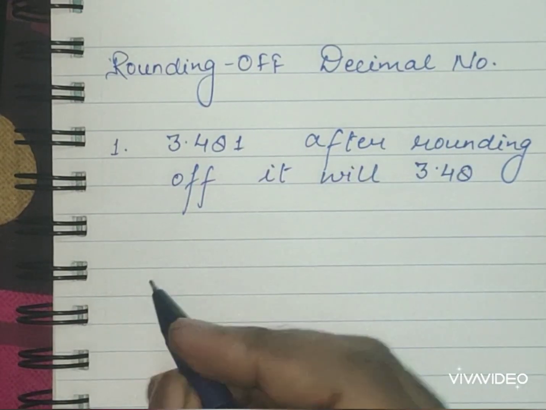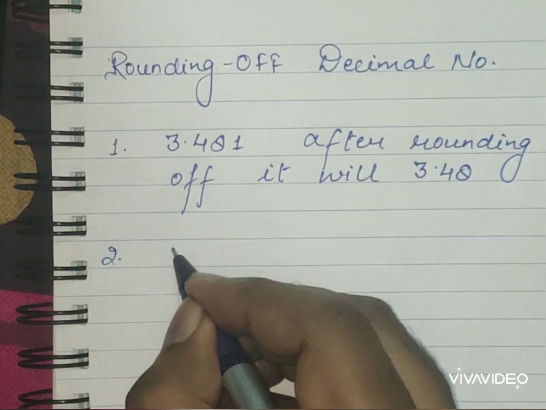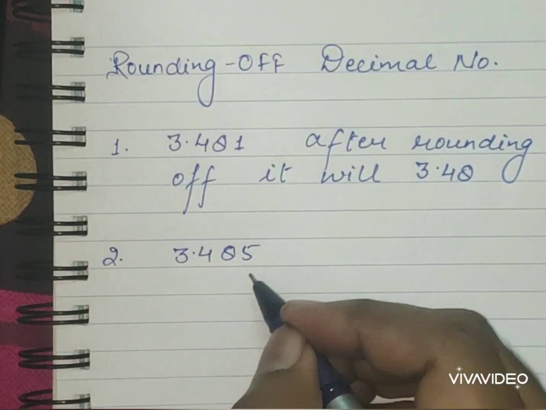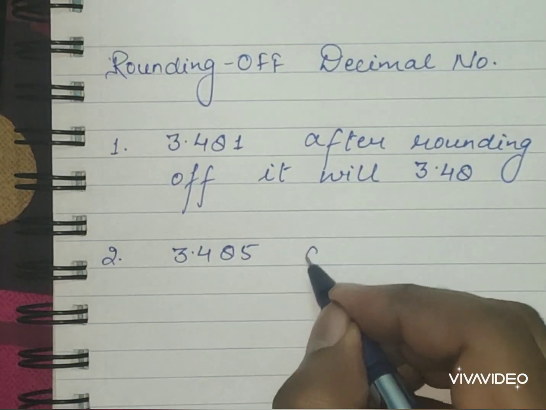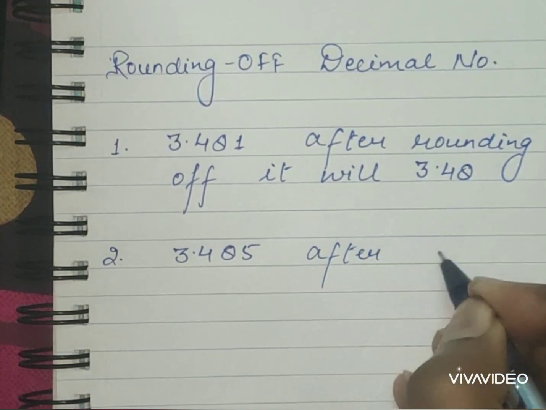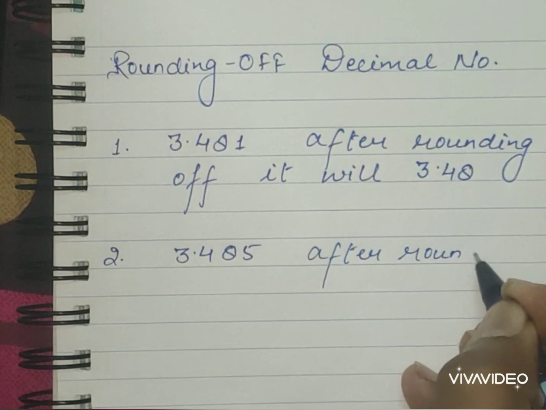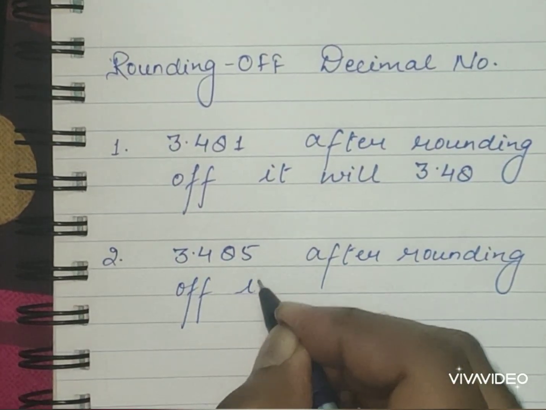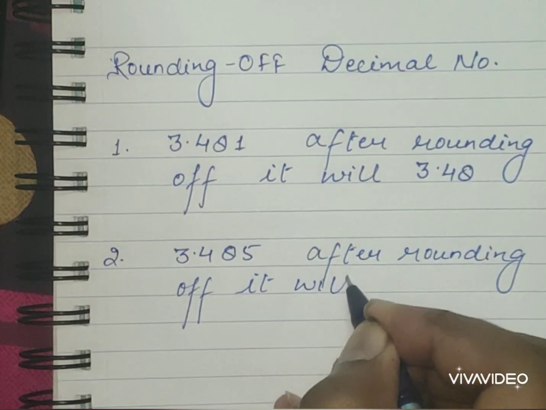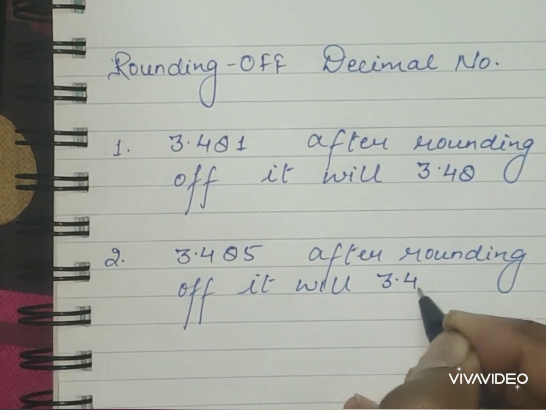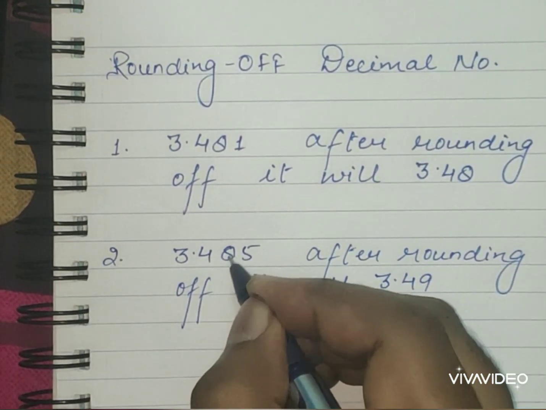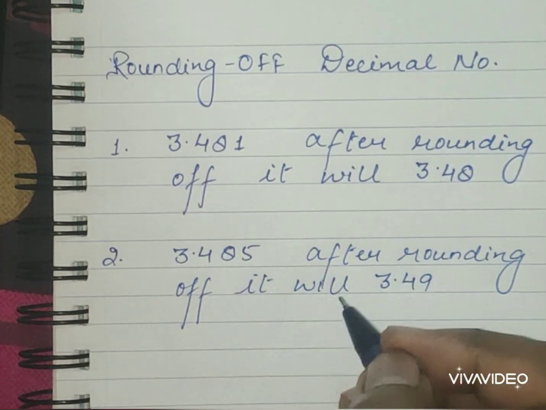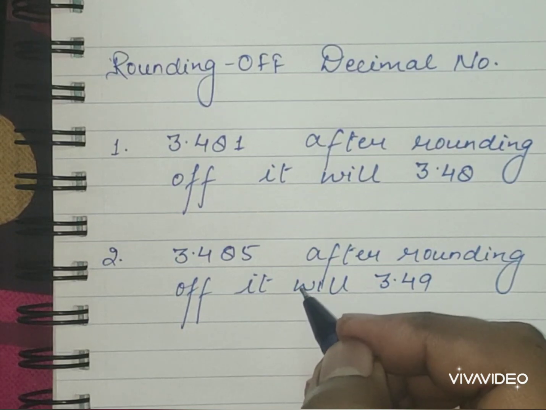For example, if this is 5 or more than 5, so after rounding off, it will be 3.49, meaning the digit in the second place will automatically be increased. I hope you are understanding it.